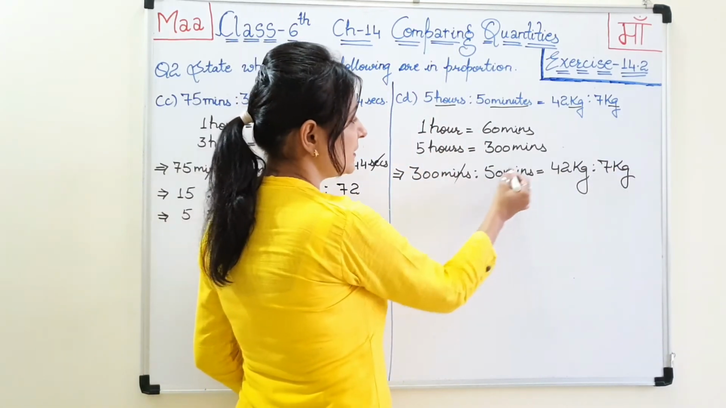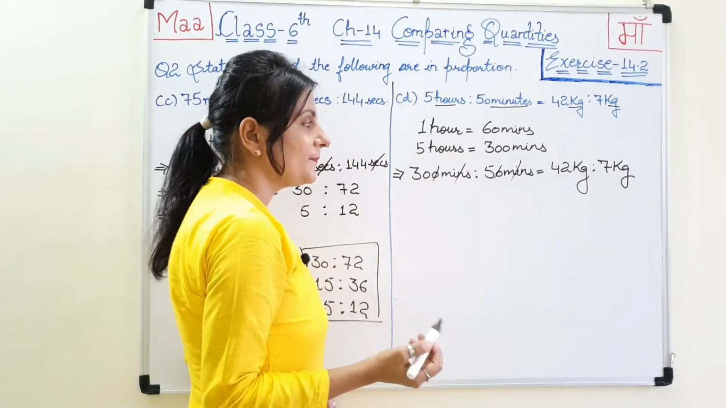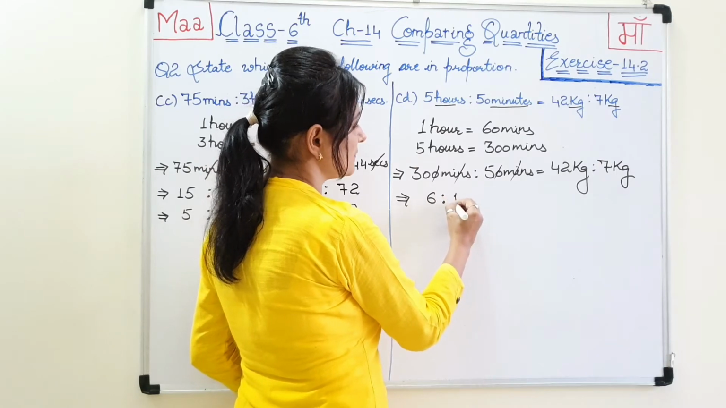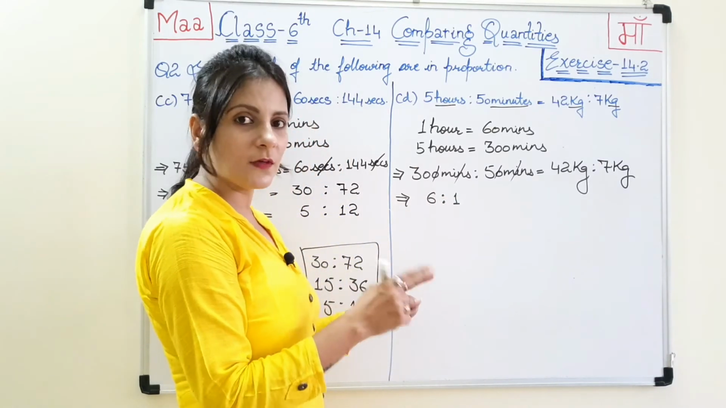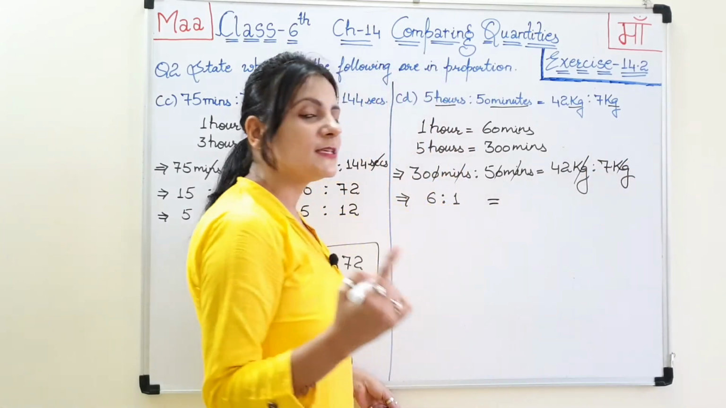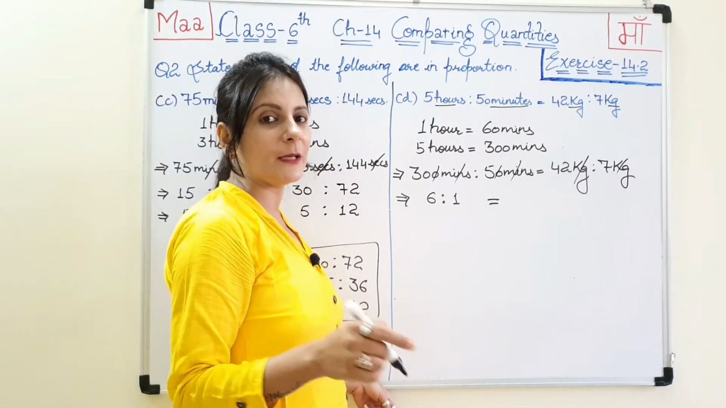Then minutes and minutes will be cancelled and 0 will be cancelled. So cancel it by the table of 5, 5 6s are 30 and 5 1s are 5. So towards the left hand side 6 ratio 1. Now towards the right hand side kg and kg will be cancelled. 7 and 42 both are divisible by the table of 7.